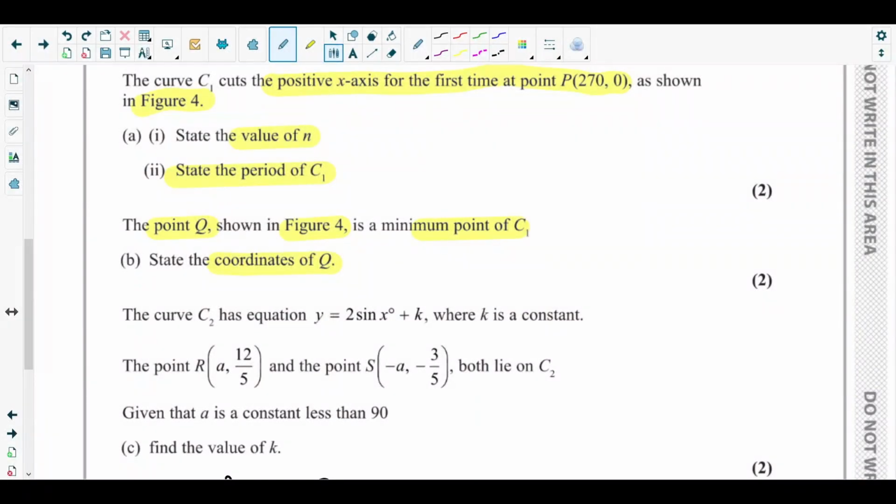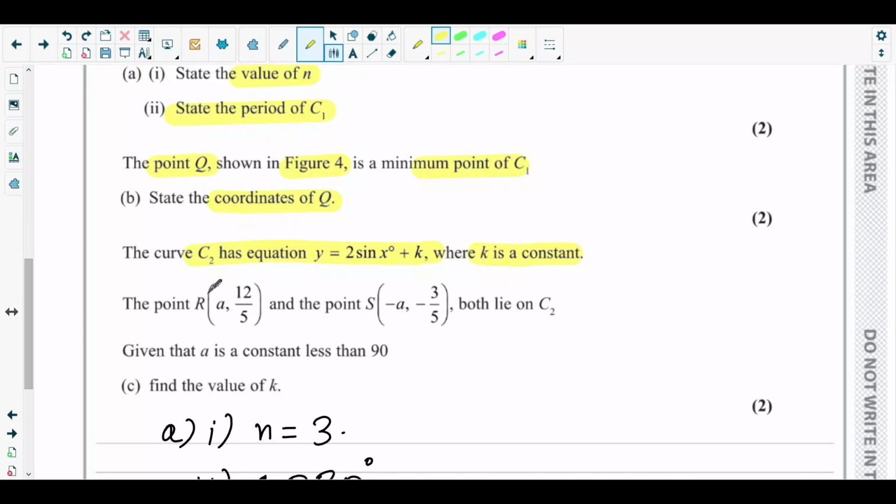Okay, next is part C. So here the question says the curve C2 has equation y equals 2 sin x degrees plus k, where k is a constant. The point R with x coordinate a, y coordinate 12/5, and the point S with x coordinate -a, y coordinate -3/5, both lie on the curve C2. Given that a is a constant less than 90 degrees, part C asks us to find the value of k.